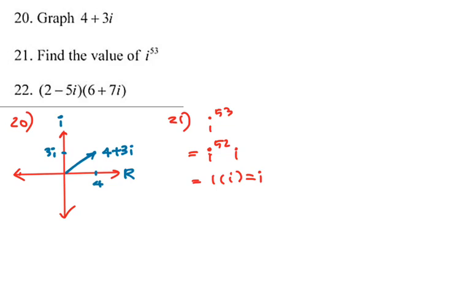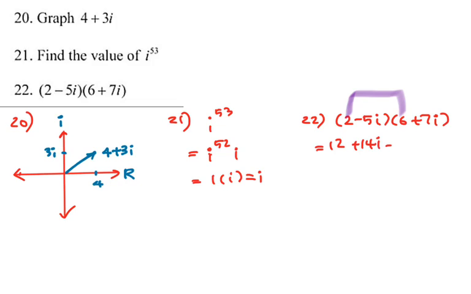How about number 22? We just have to multiply those two complex numbers. So all we're going to do is just distribute using the distributive property. So 2 minus 5i times 6 plus 7i. First, we get 12 from 2 times 6. And then the second one is 14i because 2 times 7i. Next one is negative 30i because negative 5i times 6. The last one is negative 35i squared.